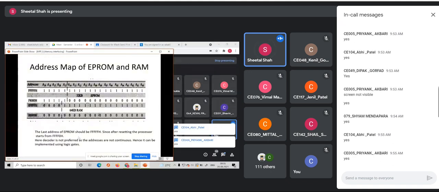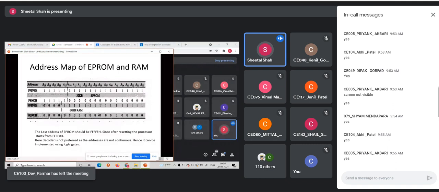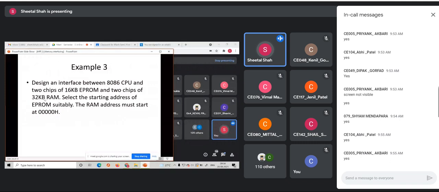Okay. Now it is given that the RAM address must start at all zeros. So this is the starting address. All zeros would be the starting address. And the RAM IC's capacity is 32 kilobytes, so 15 address lines would be required to address each memory location of this RAM. Since there are two such chips, the A0 line would be used to select one of these RAM ICs, I mean, to select the even or odd bank.